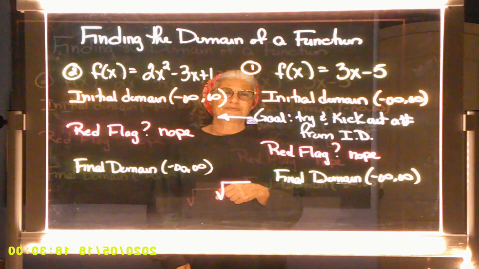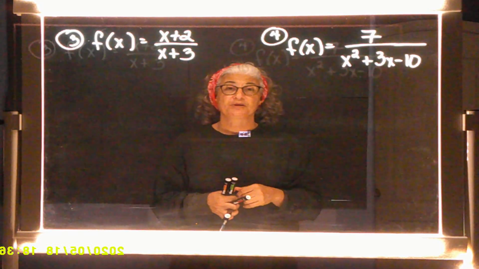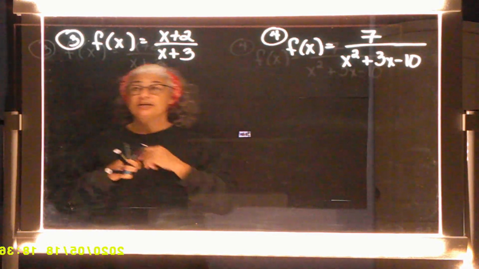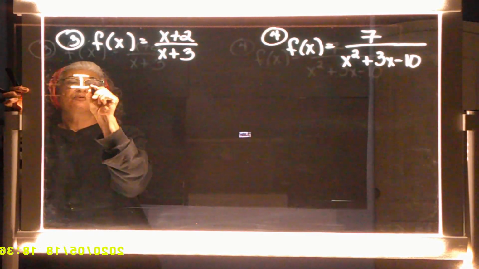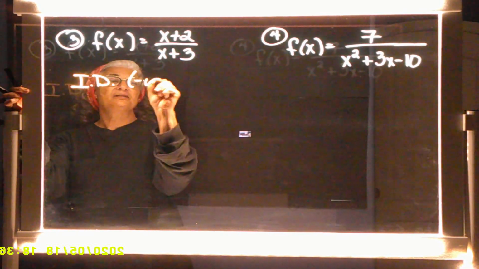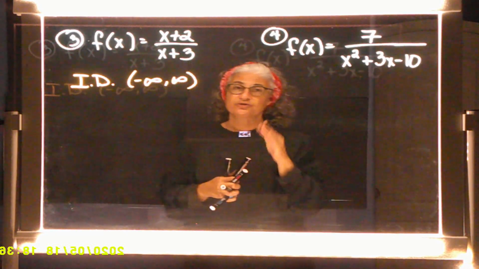I've got a few more examples. Here are a couple more examples about finding the domain. Let's look at number 3. So remember, to find the domain, we first need to realize we have an initial domain. And I'm going to abbreviate initial domain with ID. And your initial domain, that's right, is every real number in the world. Okay? That's all at your disposal.